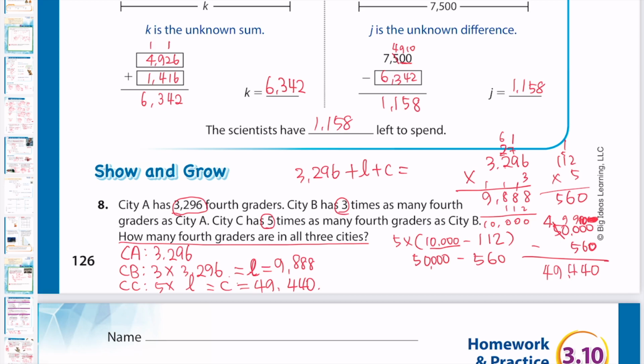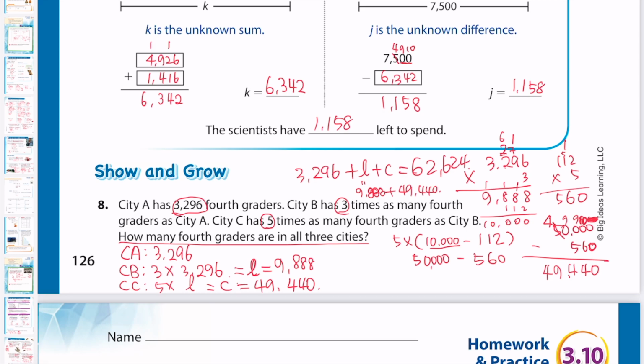Woo. Now, this is not all. You have to add this L, we found out 9,888 plus 49,440. Now let's do it. Okay? You're going to find out what? 62,624. Okay? Do it yourself. DIY.